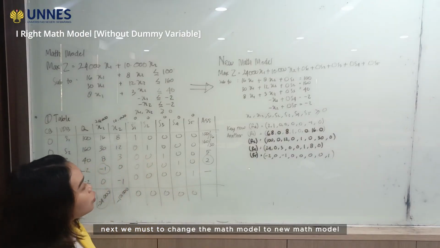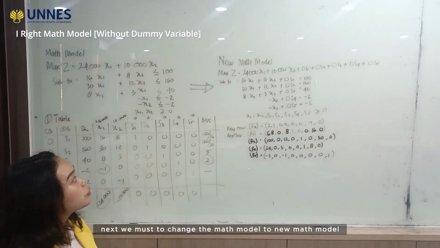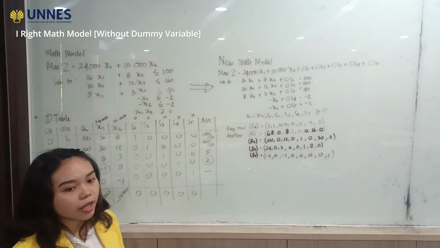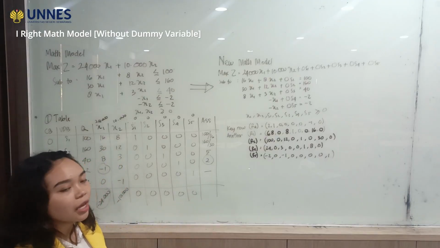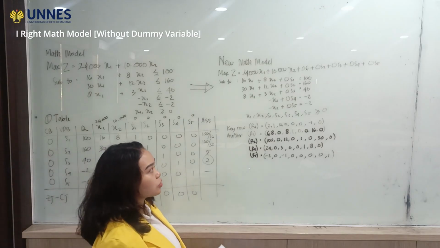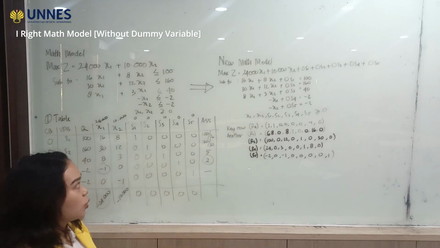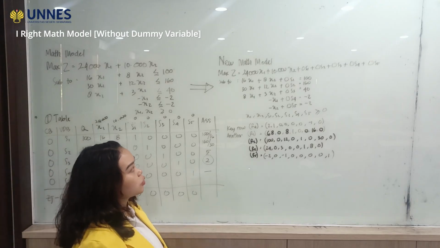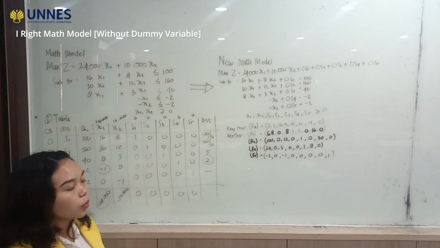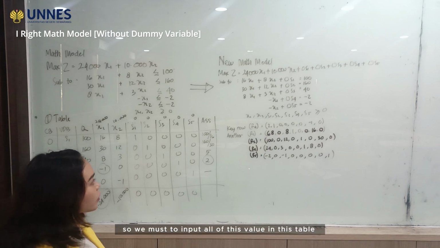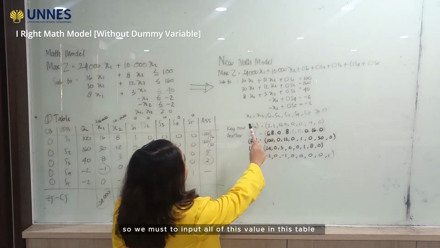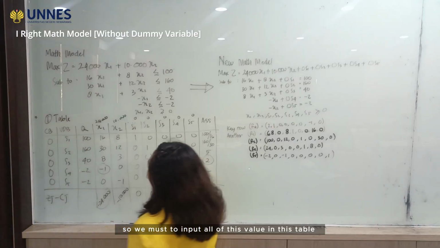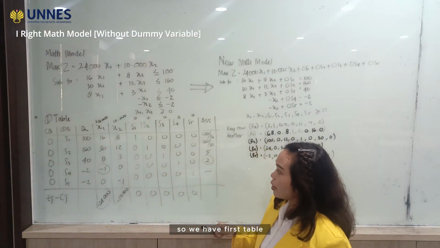Next, we must change the math model to the new math model, that is maximum z equals 24,000 x1 plus 10,000 x2 plus 0 s1 plus 0 s2 plus 0 s3 plus 0 s4 plus 0 s5. Subject to 16 x1 plus 8 x2 plus 0 s1 equals 100, and so on. Okay, so we must input all of these values in this table. So we have the first table.